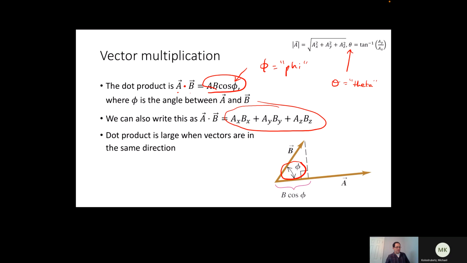All right, so the dot product is large when vectors are in the same direction. Cosine of phi looks like this. It starts off at 1, it goes through 0 at 90 degrees, or pi over 2 radians, and it goes to -1 when it hits 180 degrees. So if I want the maximal possible value of the dot product, I should pick phi equal to 0. The vectors are pointing along the same direction.